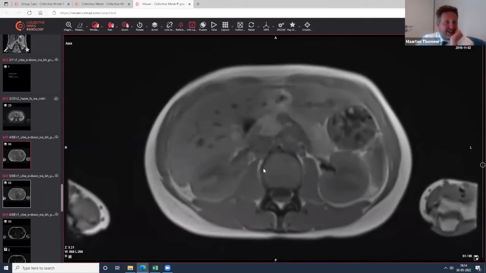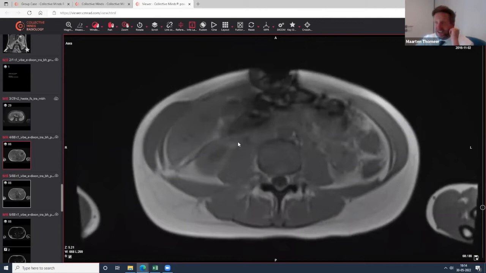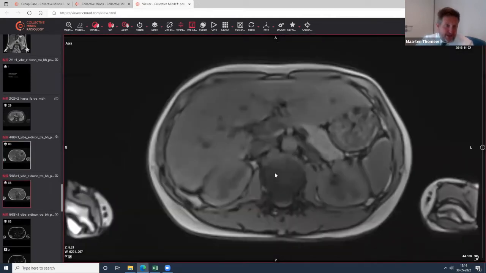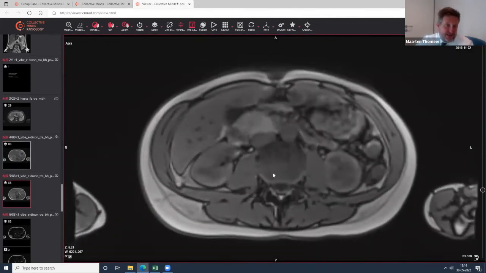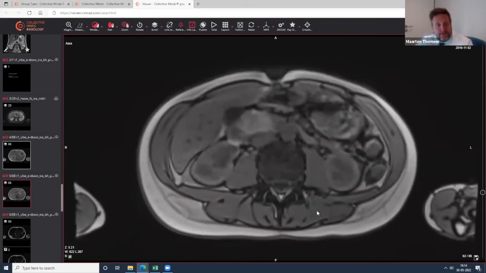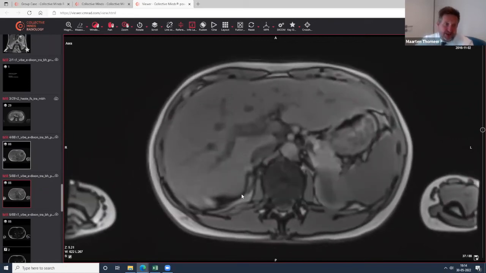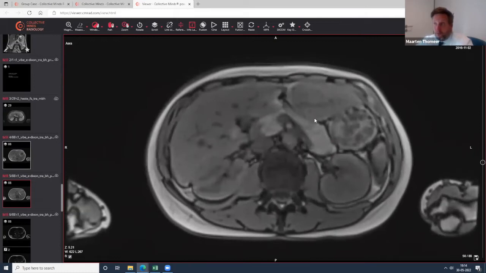On the in phase, I don't see the lesion anymore. So if I don't see the lesion on T1 in phase, it can only be HCC, adenoma, or FNH. And now if I look at the out of phase, I see the donut sign again, the target sign. So this is a lesion with microscopic fat.